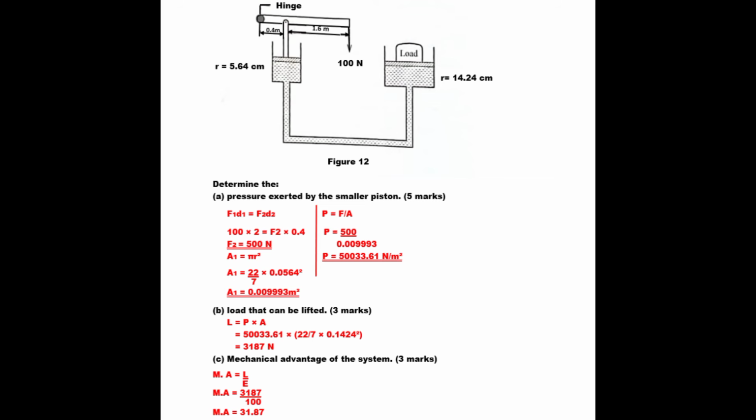So that means because you have pressure on the left side, which is 50,033.61, it's the same on every side, and then you have the area you can get because the radius is 14.24. That means now pressure is load. In other words, force is pressure times area. Load is the same as force, pressure times area, and then you multiply. Now the area is pi r squared. So you first get the area and then you multiply by pressure, which gives you 3,187 Newton.